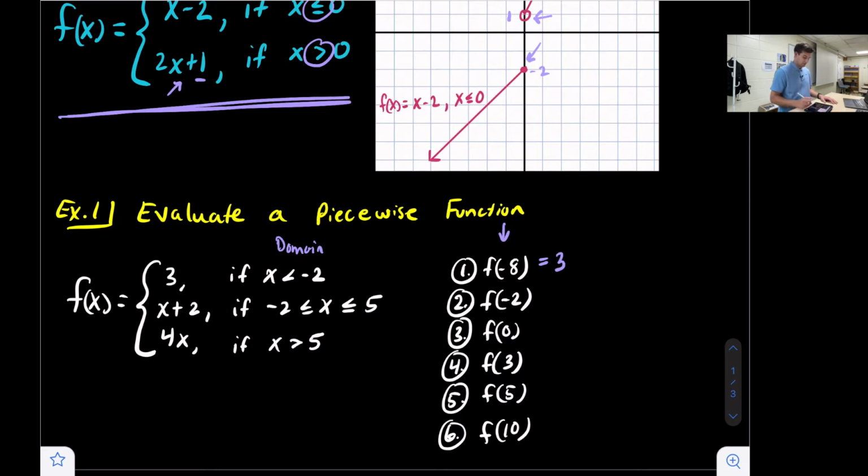The f of -2 would fall in our second equation, so -2 plus 2 would be 0. The f of 0 would also fall in the second equation, so 0 plus 2 is 2. And f of 3 would fall into the second equation, so 3 plus 2 is 5. F of 5 would also fit into the second equation, so 5 plus 2 would be 7. And x is greater than 5, so the f of 10 would fit into our last equation because 10 is greater than 5. 4 times 10 is 40. And that's how we evaluate a piecewise function.